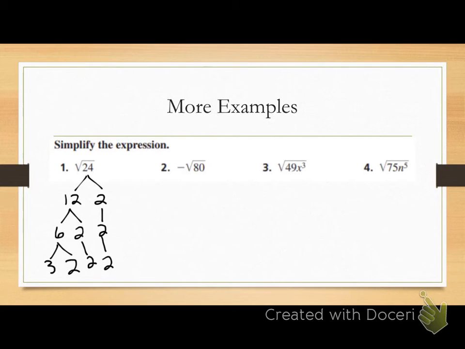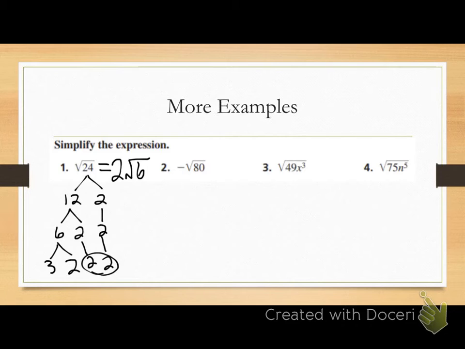What do I have pairs of? A pair of 2s. Any other pairs? No. So what am I pulling out of the radical here? Just one 2. What stays under the radical? 3 times 2. What's 3 times 2? 6.